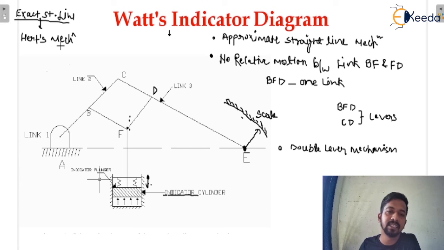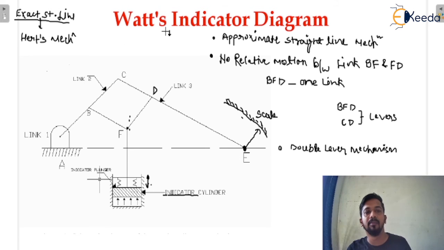Basically, engineering services examinations ask whether Watt's indicator diagram is an approximate straight line or exact straight line, or they can ask you which inversion or which mechanism gives an approximate straight line. So you just have to know this is Watt's indicator diagram. In the options there will be Hart's mechanism also, but you must know that approximate straight line gives you Watt's indicator diagram.